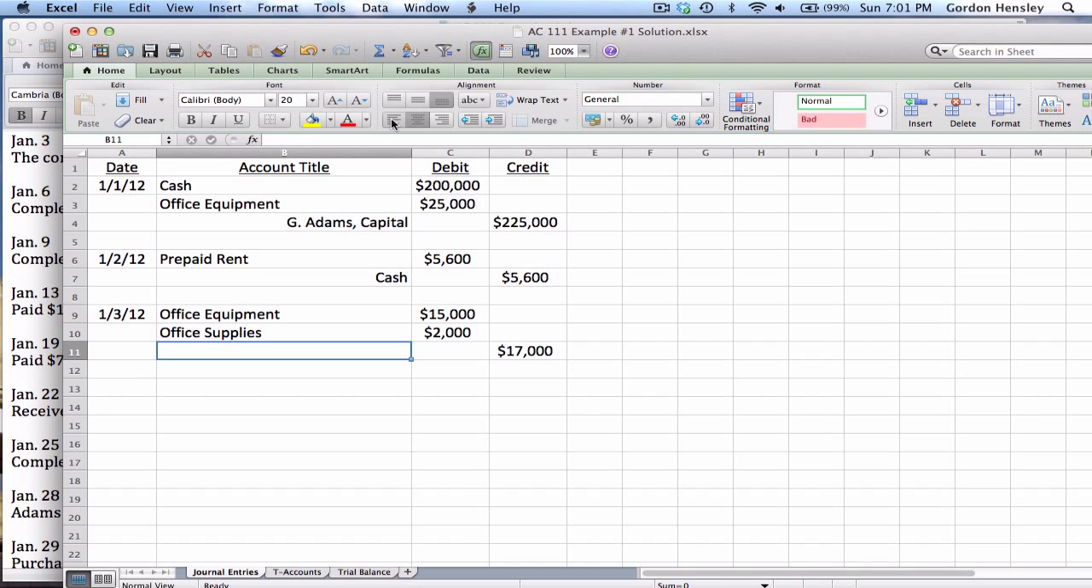Well, remember, we said this was a liability. We have not paid for this. So what kind of liability? Well, we only have one liability on our chart of accounts, and it happens to be accounts payable. So accounts payable is going to be the credit for $17,000. And that's just going to establish that we owe $17,000. We haven't paid it yet.